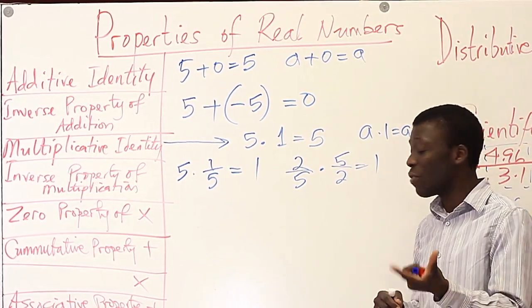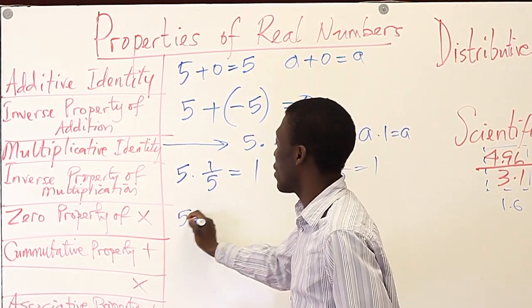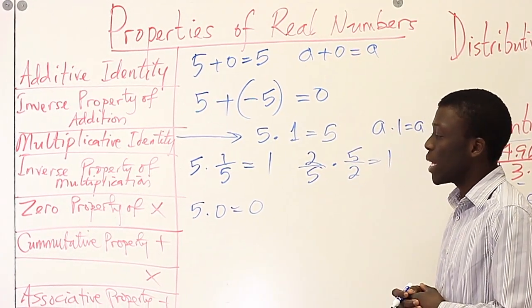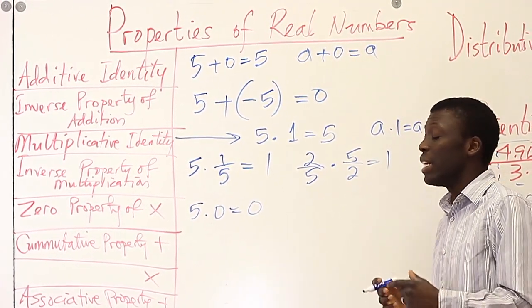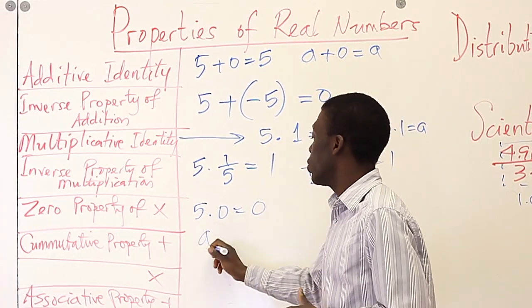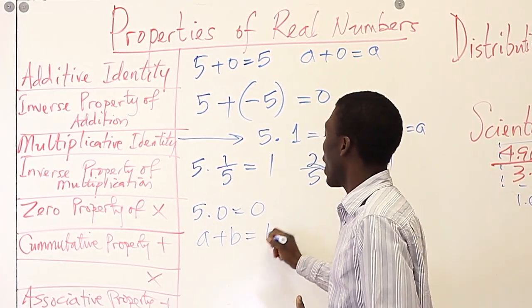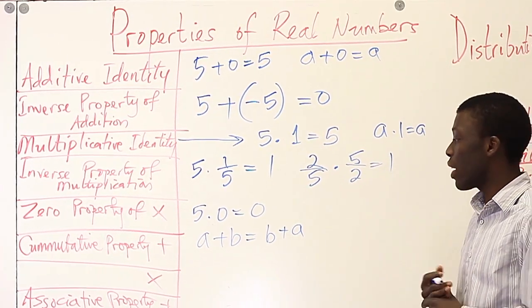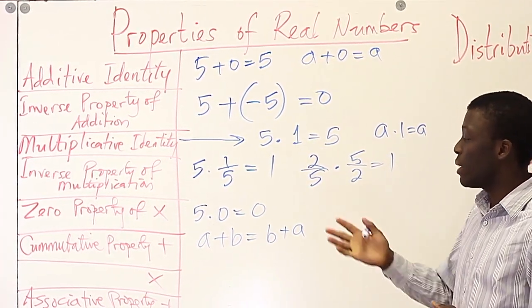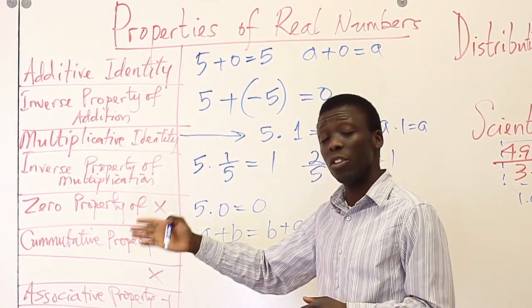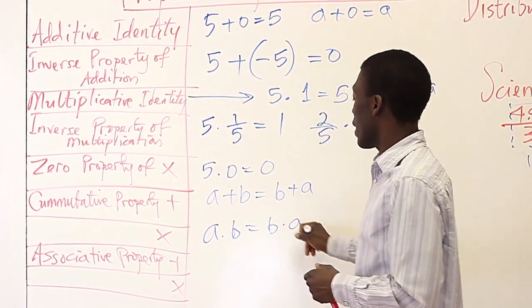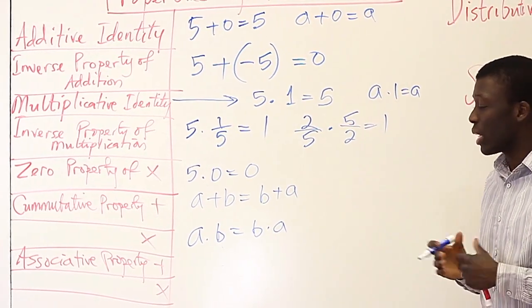The zero property of multiplication: if you multiply anything by 0, you get 0. It's straightforward there. The commutative property of addition is simply when you add two things, the order in which you add them does not matter. You would get the same thing. 2 plus 5 is the same thing as 5 plus 2. And then the commutative property of multiplication does the same thing. When you multiply, you can switch that order.